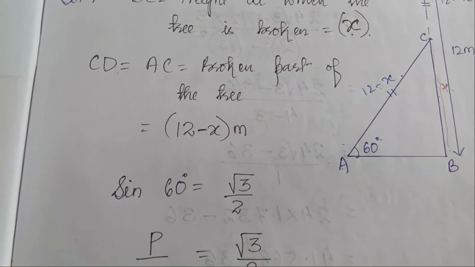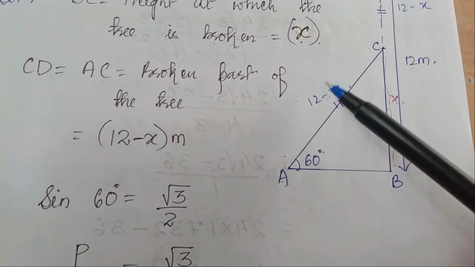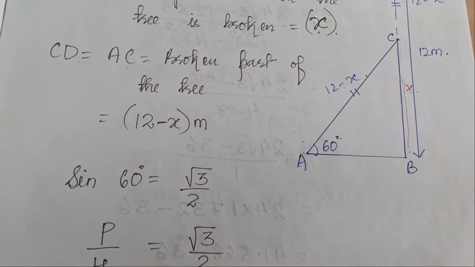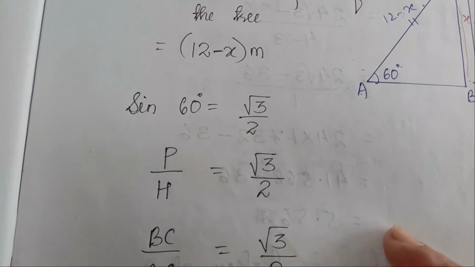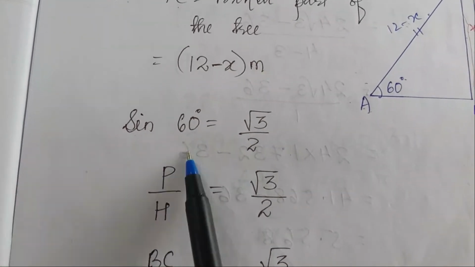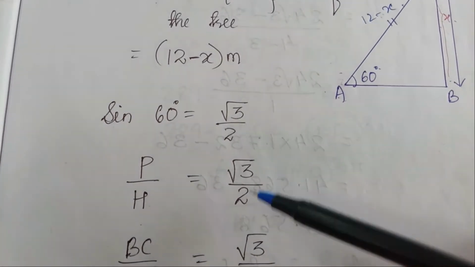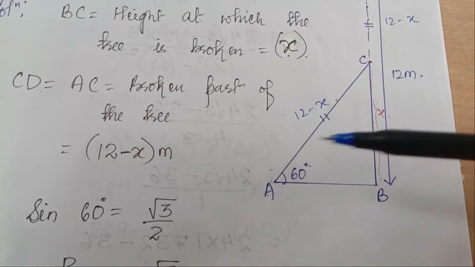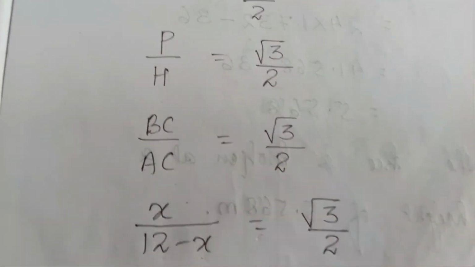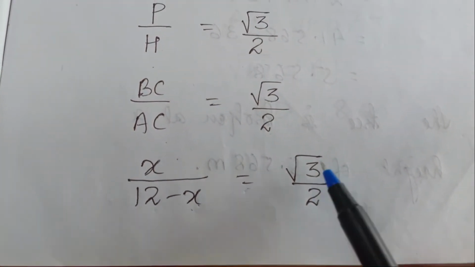12 minus X. So here we have to use sin theta, because we don't have to find the base and it's not given either, so we cannot use tan, we have to use sine. Sine 60 degree is root 3 by 2. Perpendicular is BC and hypotenuse is AC. So BC is X and AC is 12 minus X, equal to root 3 by 2.